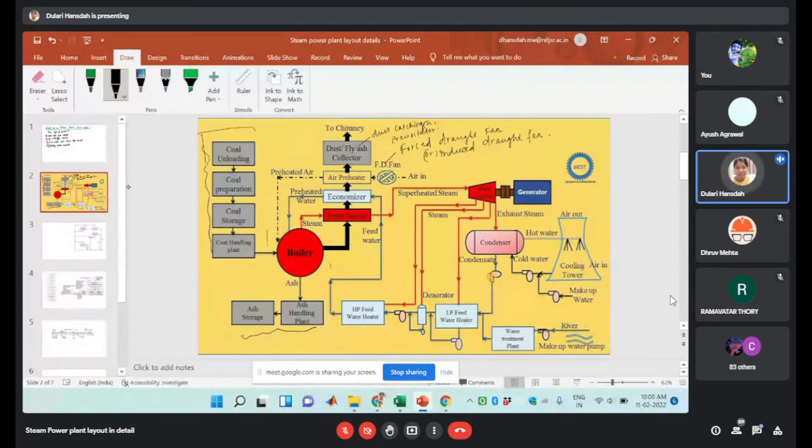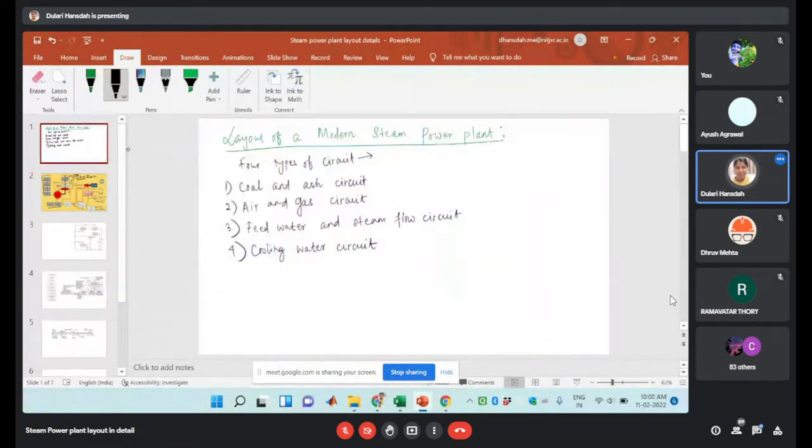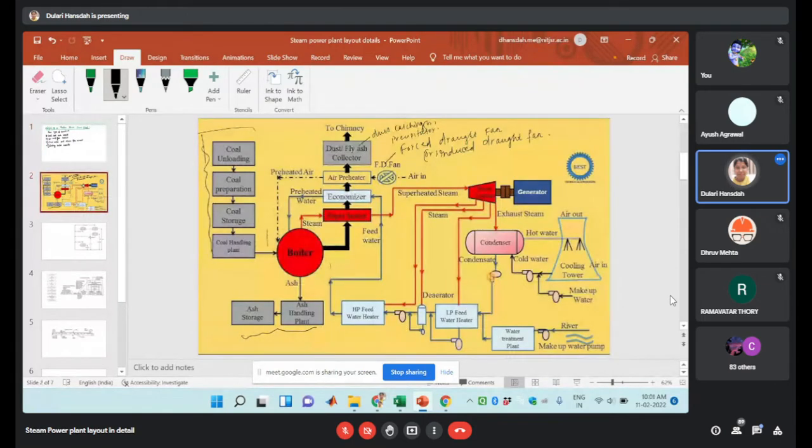Then we have the cooling water circuit, which is the last one. In this case, if you are observing, this is the cooling water circuit. Here we are going to discuss the cooling tower and your spray pond. Okay, so the cooling water supply to the condenser will be given by this arrangement, or spray or cooling water arrangement.